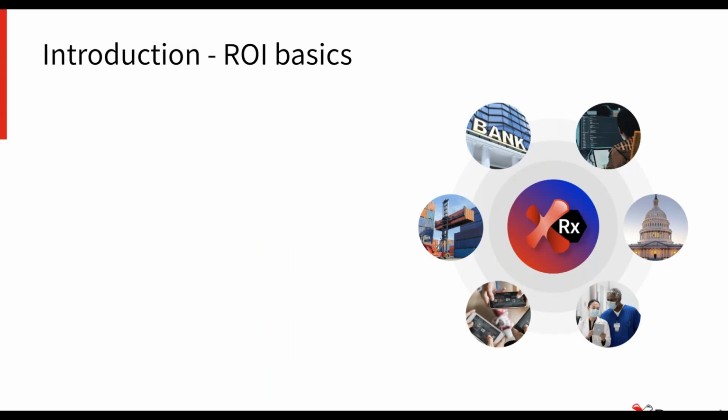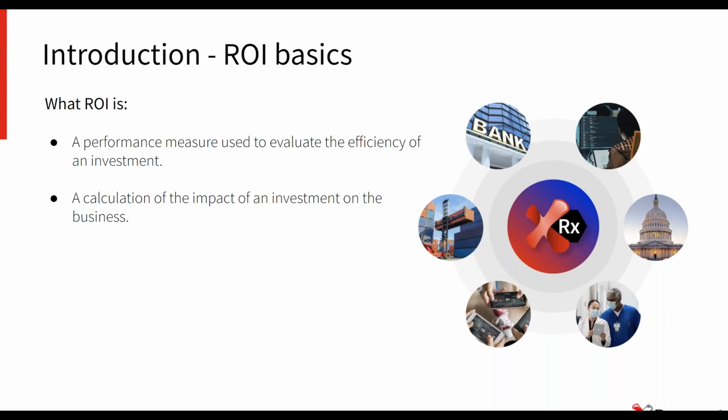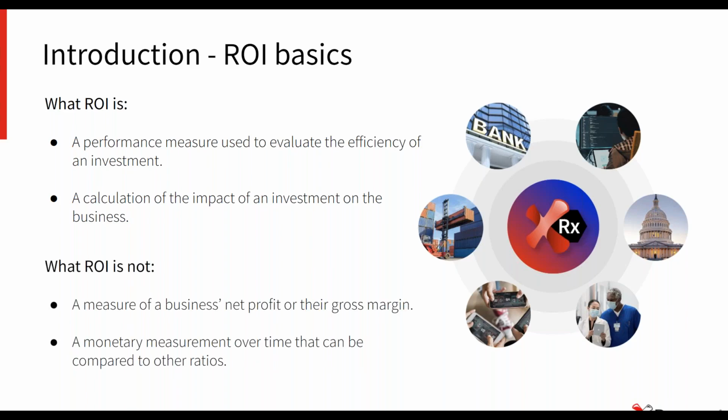So we're excited to talk about ROI and ROI related to test automation. But first, let's just talk about ROI basics and what it is and what it is not. ROI is a performance measure used to evaluate the efficiency of an investment, and it's a calculation of the impact of that investment on the business. It's usually expressed as a ratio or a percentage. What it is not is a measure of a business's net profit or gross margin, and it also is not a monetary measure over time that can be compared with other things.